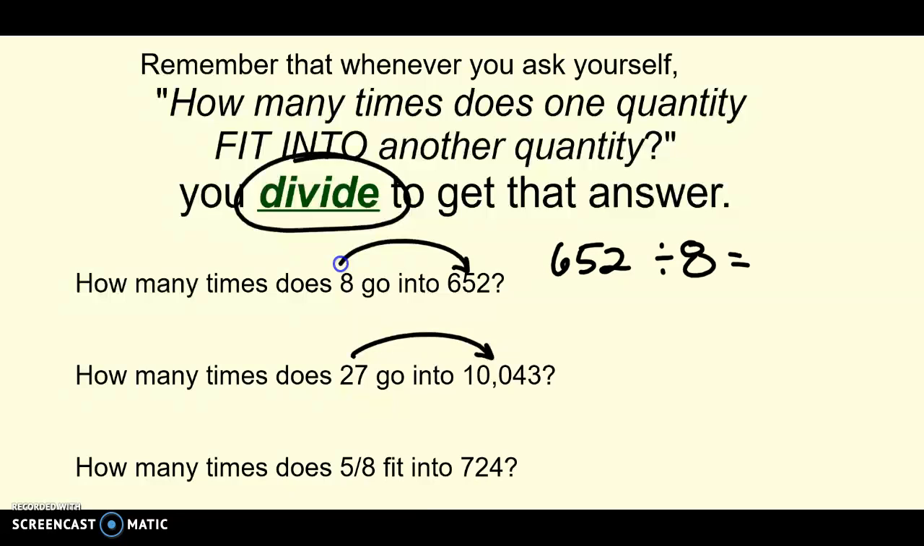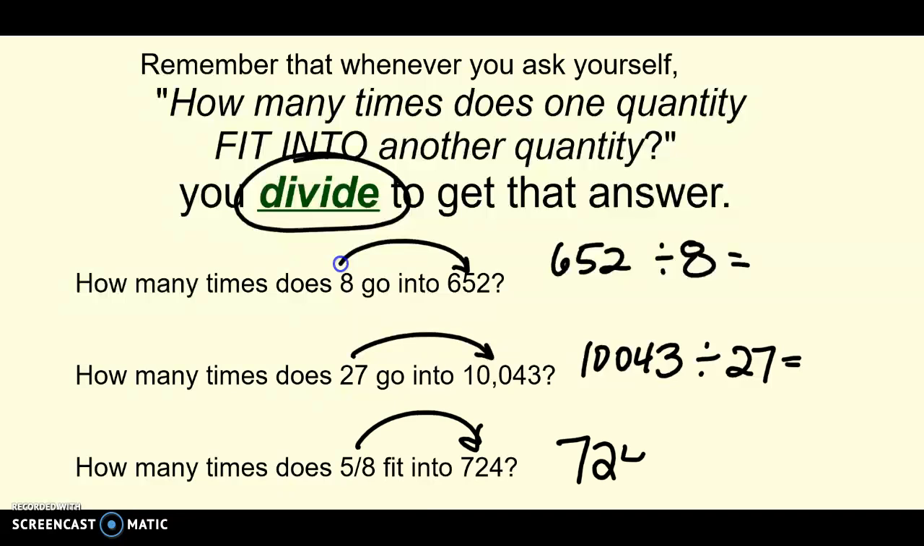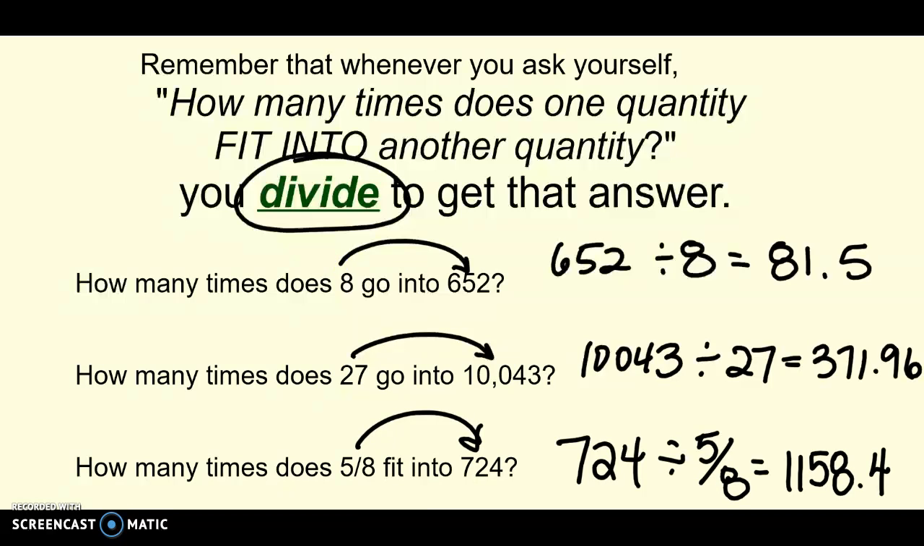Go ahead and write it down. Or how many times does 27 fit into 10,043? Well, 10,043 divided by 27 will give me that answer. So it's just important that you know anytime you're saying how many of these does it take to make that number, or how many times does this fit into that, you're going to divide it on your calculator. So check your answers with mine. This is just an idea we're going to be using a lot in this chapter.